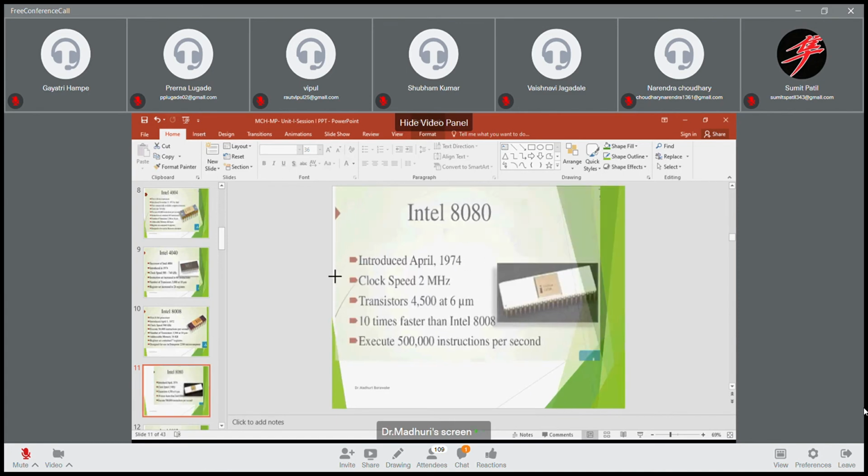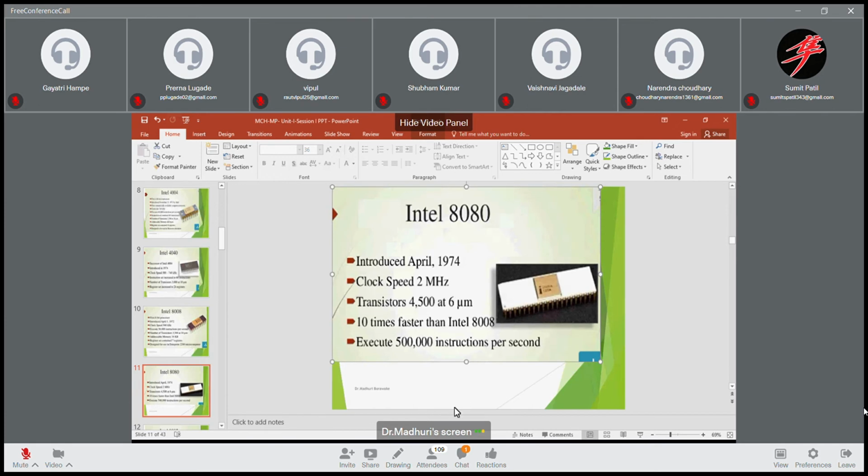Now this processor was developed in 1974. It has a clock speed of about 2 megahertz. The transistors have increased a little bit: instead of 3500, here you have 4500, and this is faster than the previous version of the microprocessor. 10 times faster. Madam, what does 10 times faster mean?